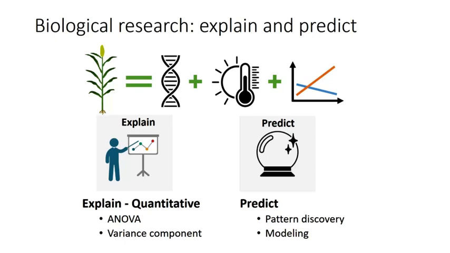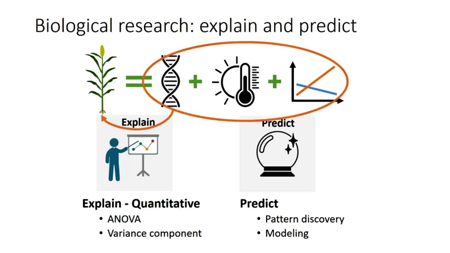So we usually try to explain plant phenotype with these three components, and we may do an ANOVA to see which component plays an important part for the plant phenotype. And we may also do a variance component analysis to see how much percentage each component is contributing to the final phenotype. And I call that to explain in a quantitative way.